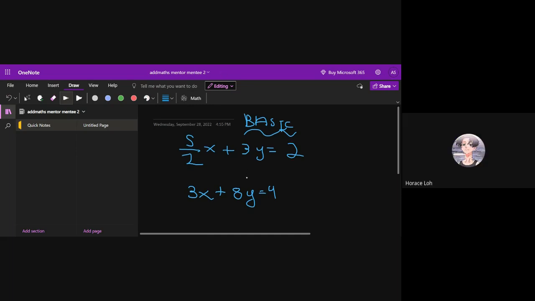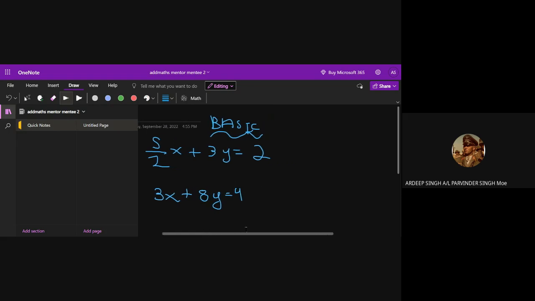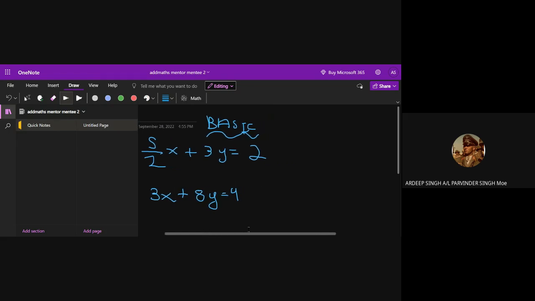In any simultaneous equation, first we'll know which is our equation. So this will be the first equation, this will be the second equation. The first equation is 5 over 2 x plus 3y equals 2. Then the next one is 3x plus 8y equals 4.